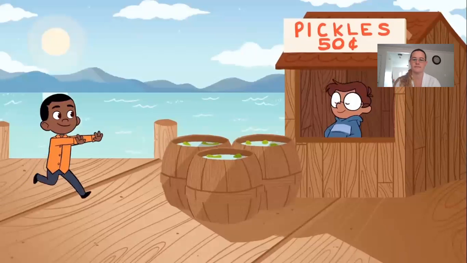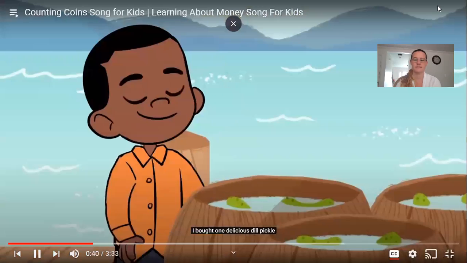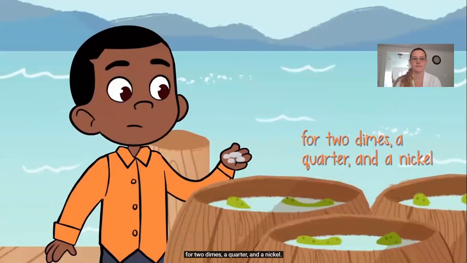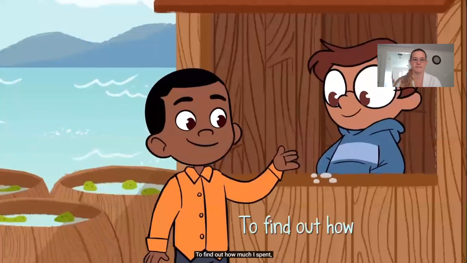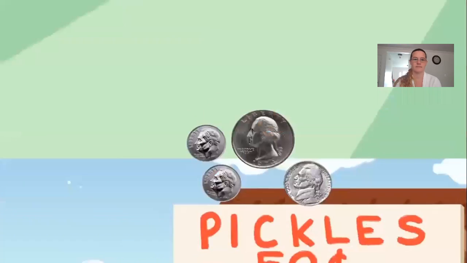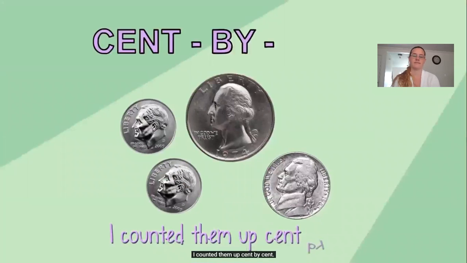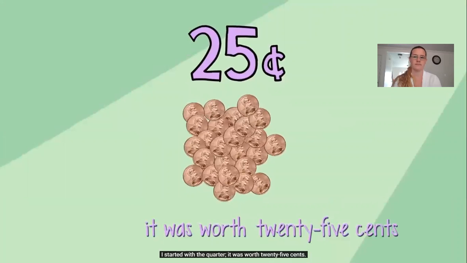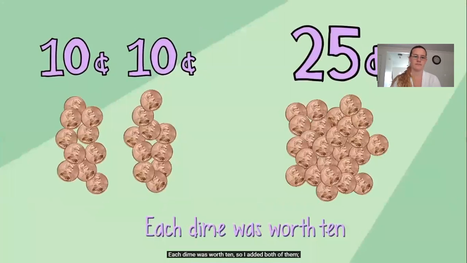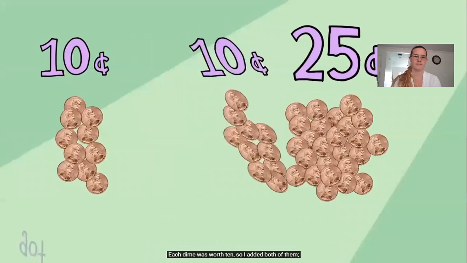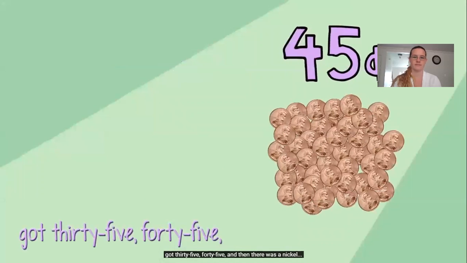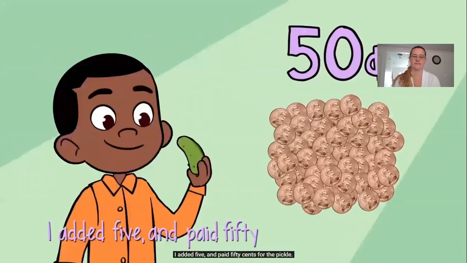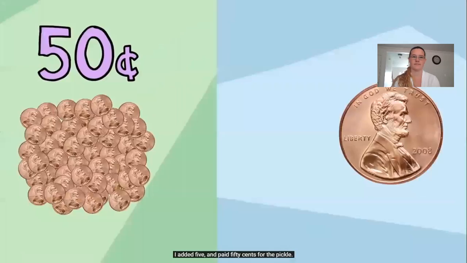I bought 1 delicious dill pickle for 2 dimes, a quarter, and a nickel. To find out how much I spent, I counted them up cent by cent. I started with a quarter, it was worth 25 cents. Each dime was worth 10, so I added both of them. Got 35, 45. And then there was a nickel. I added 5 and paid 50 cents for the pickle.